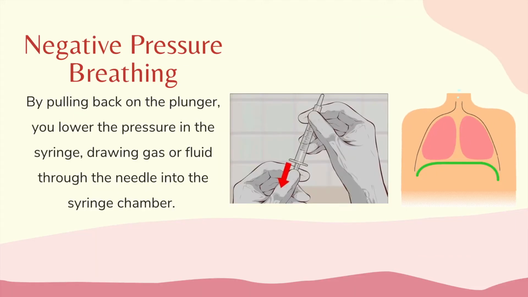Mammals employ negative pressure breathing. To understand how a mammal breathes, think about filling a syringe. By pulling back on the plunger, you lower the pressure in the syringe, drawing gas or fluid through the needle into the syringe chamber. Similarly, mammals employ negative pressure breathing, that is, pulling rather than pushing air into their lungs.